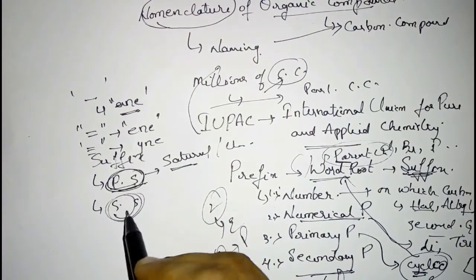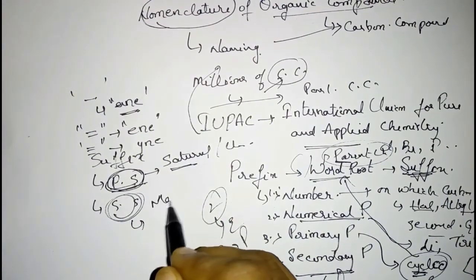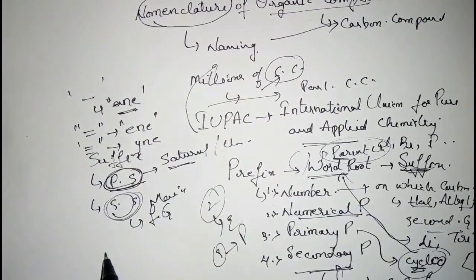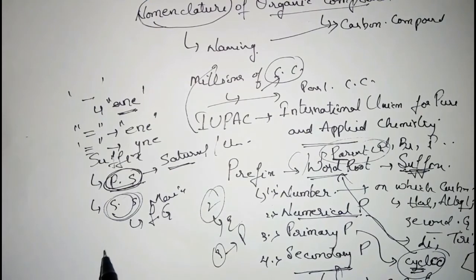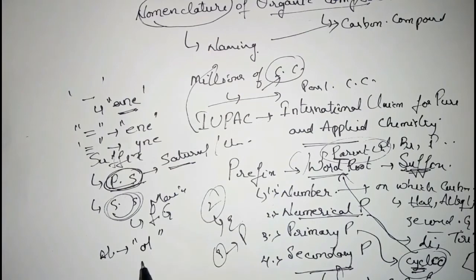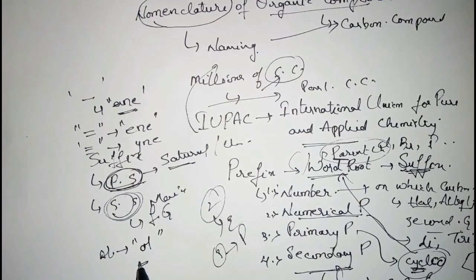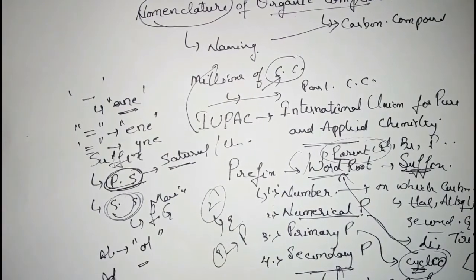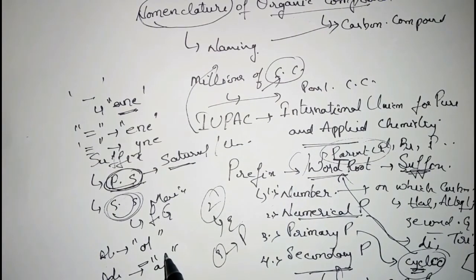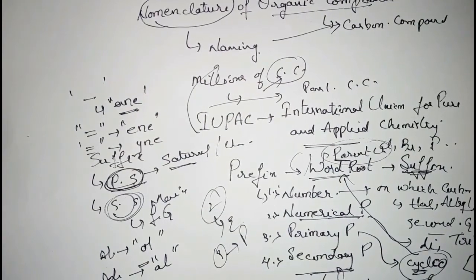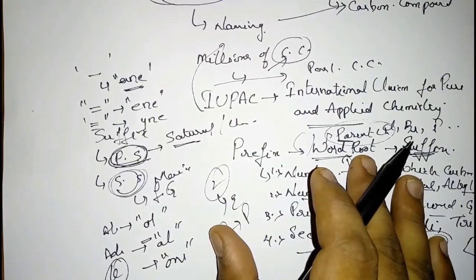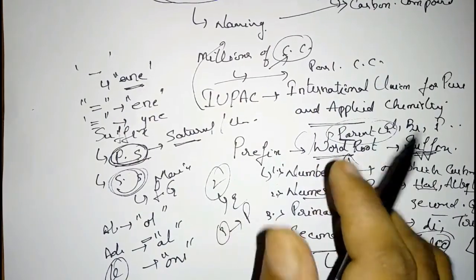Coming to the secondary suffix, it tells about our main functional group. If it is an alcohol, at the end we write ol, like methanol, ethanol, propanol, pentanol. If it contains an aldehyde, we write al at the end of the name of the compound, like methanal, ethanal, propanal. If it contains a ketone, we write one, like propanone, butanone. Understood? So that is our step-by-step method.